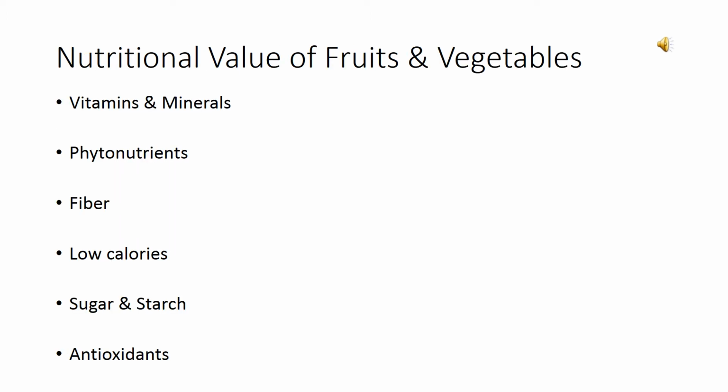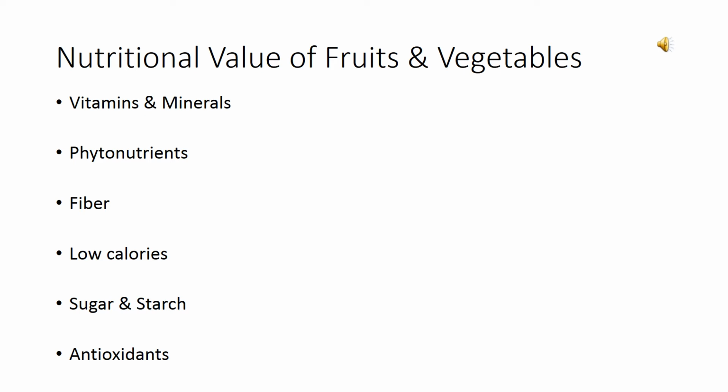Now you know that fruits and vegetables have many health benefits, but what exactly are they? They are listed right here. Fruits and vegetables are high in vitamins and minerals, phytonutrients, and fiber, as well as antioxidants. Meanwhile, they are relatively low in calories. Vitamins and minerals both help to promote normal body function. Minerals also contribute to body structure.